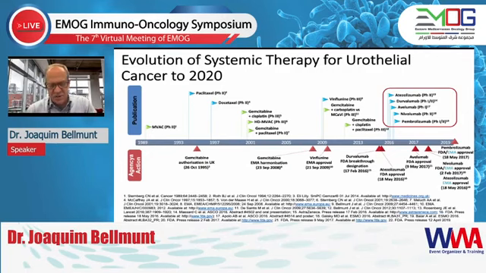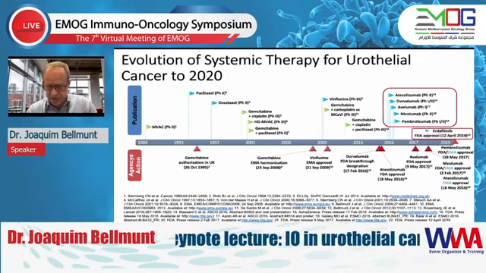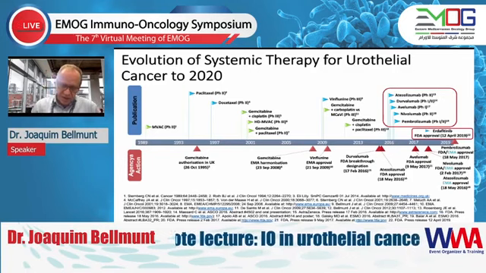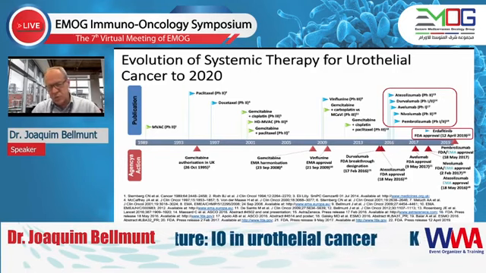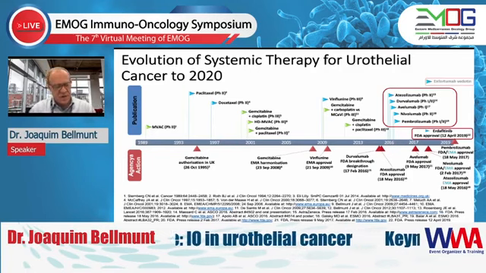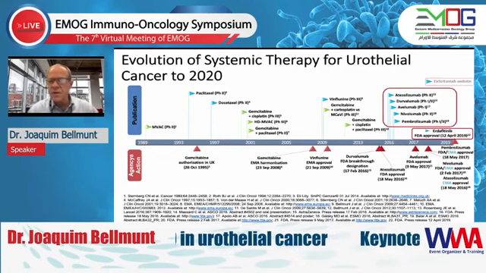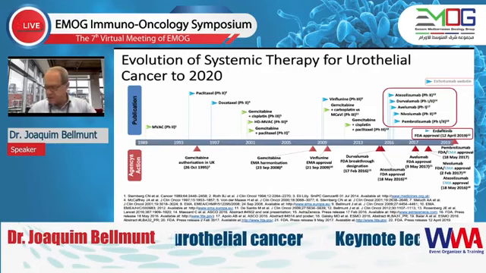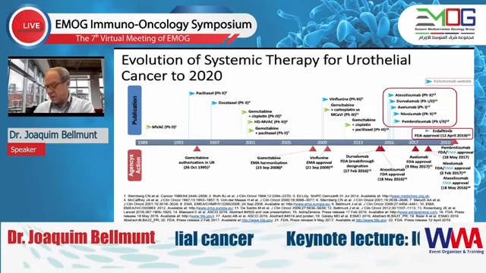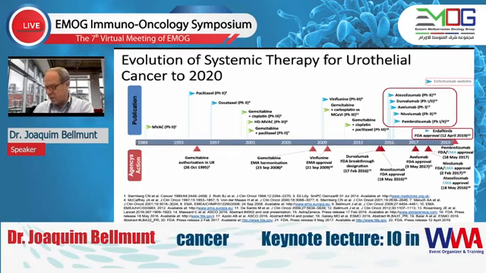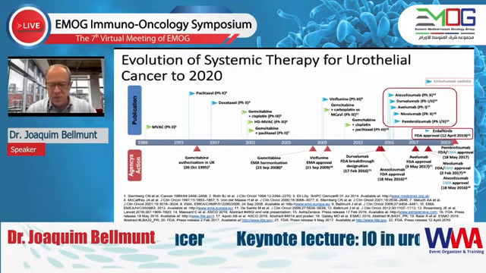But things have not stopped here in the second line setting. We had new targeted therapies. In April 2019, the FDA approved an agent that is a targeted therapy against FGFR3. And also, much more recently, we have seen the results, which I will shortly present, of the phase 3 trial of enfortumab vedotin, which is now also a good option for our patients. So that's the scenario.